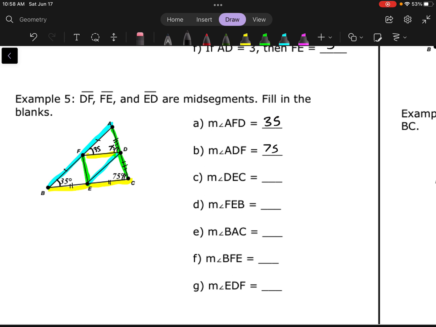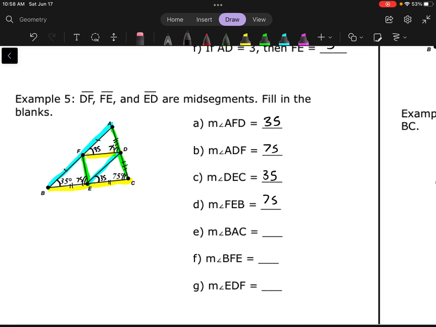All right, now where's DEC? DEC is right here. And using those blue lines, that angle's also corresponding with the 35. FEB, this angle right here, using the green lines is corresponding with the 75.